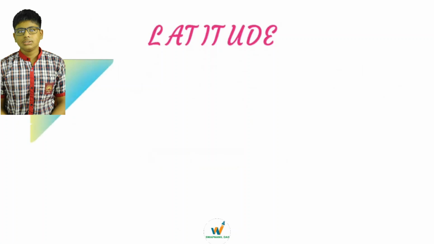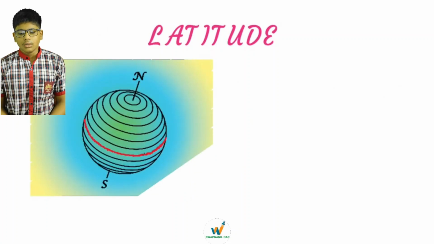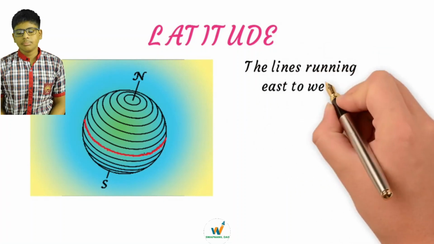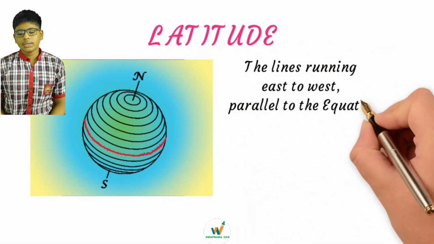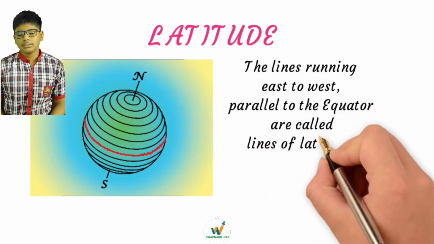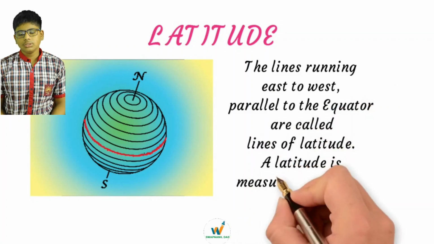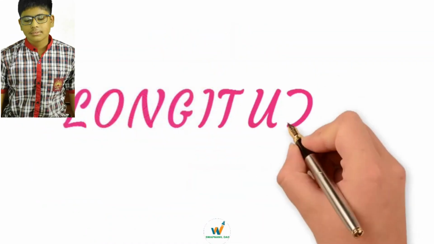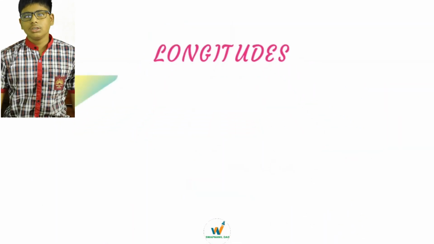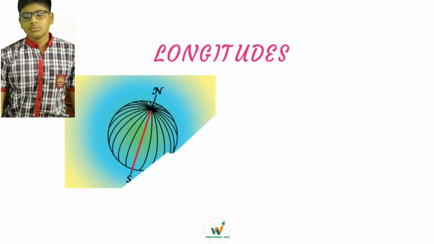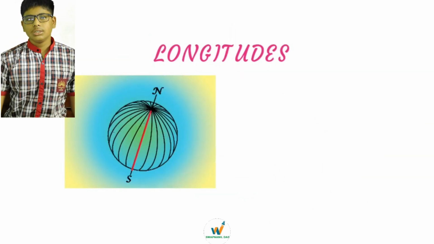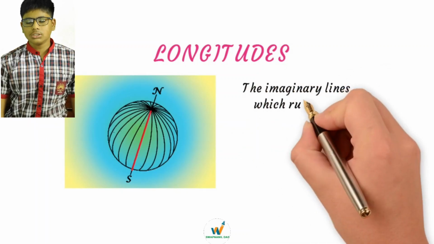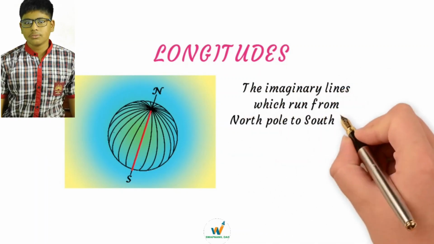What is latitude? Let's have a look. The lines running east to west parallel to the equator are called lines of latitude. Latitude is measured in degrees. What is longitude? Let's have a look. The imaginary lines which run from the North Pole to the South Pole are called longitudes or meridians of longitude.